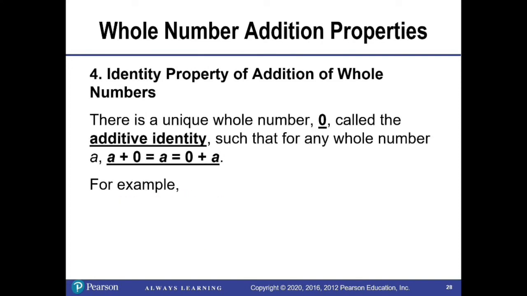Our last property for the addition of whole numbers is the identity property. If we add 0 to anything, like 1, we get that number. Or, for example, 4 plus 0 is 4, or if I say 0 plus 4, I still get 4. So because we get the same thing, it's called the identity, and because we're adding, it's called the additive identity.